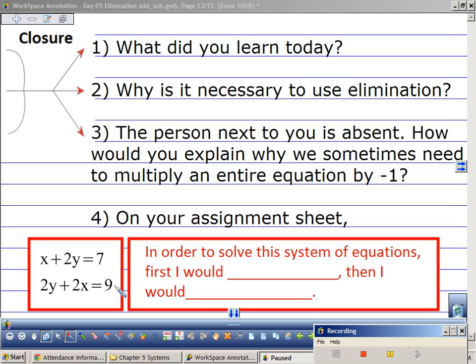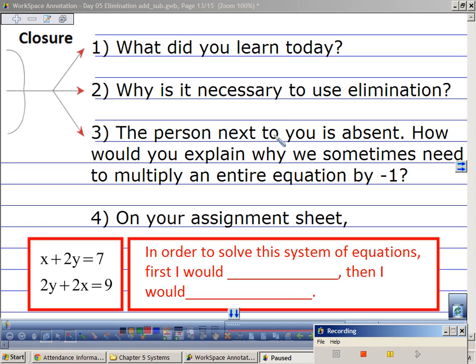Okay, so what did you learn today? Elimination. Why is it necessary to use elimination? You can't, because sometimes it's not possible to graph, right? Or it's just easier to use elimination than graphing sometimes. Sometimes you may want to graph.